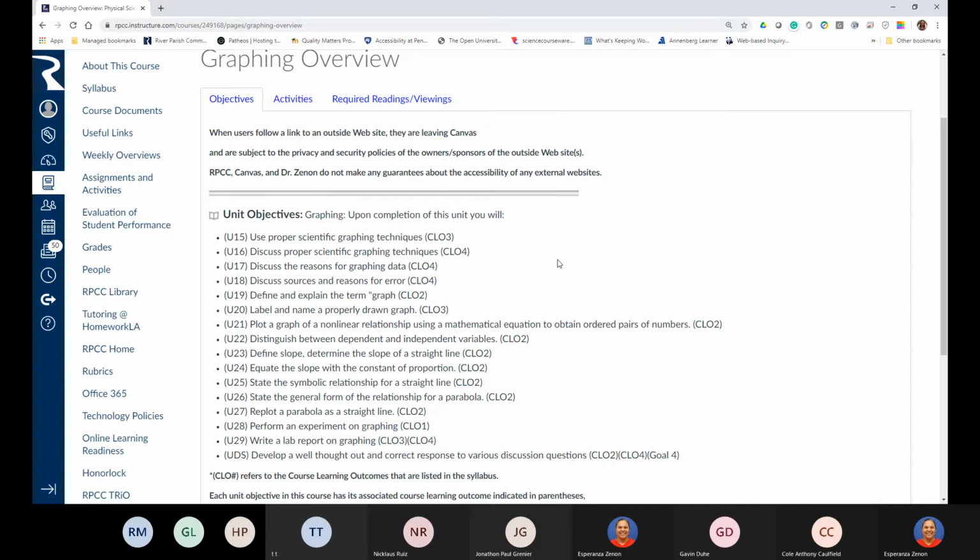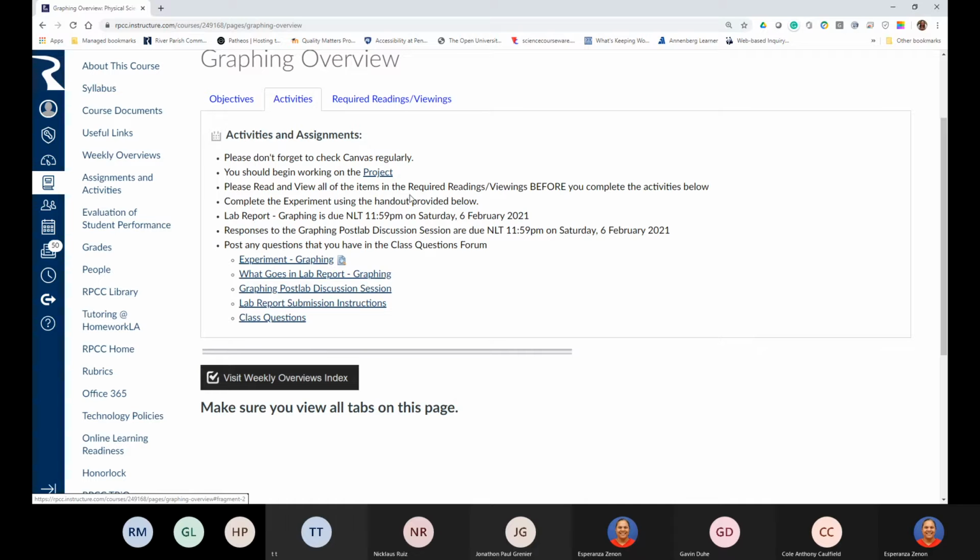Okay, so last week we looked at error analysis. This week we're focusing on graphing. 2 major concepts, 2 major skills that you need in this course. All right, so you can see all these objectives relate to graphing, and these are the kinds of things you'll be able to do if you successfully complete the activities. And of course, you should be going through the required readings and viewings materials to help you with the graphing business. So here are the activities that you'll have to do for this week.